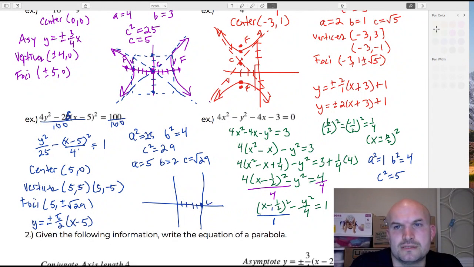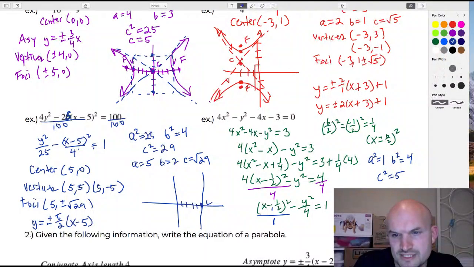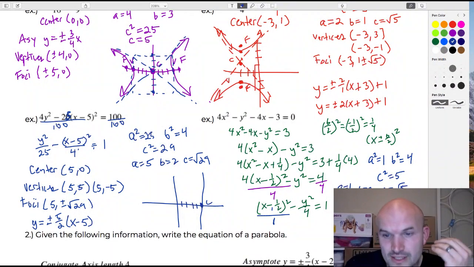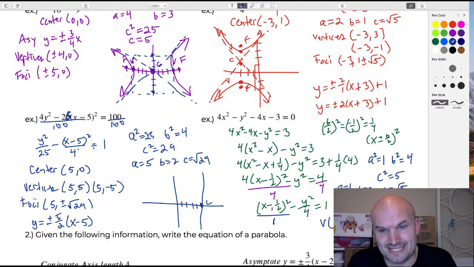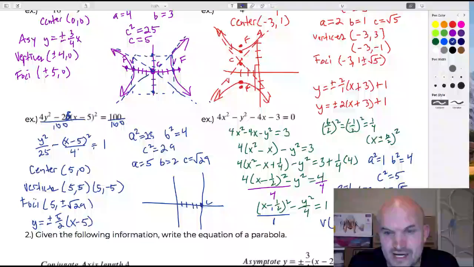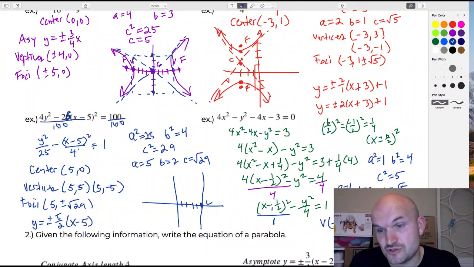All right, so let's put this as a is equal to 1, b is equal to 2, and c is equal to the square root of 5. Okay, well, so the vertices are not going to be too bad because you're really just adding 1 and subtracting 1 to your x coordinate, right? So hopefully you can see that that's going to be negative 1/2, comma 0, as well as 1 plus 1/2 is just going to be 3/2, comma 0.